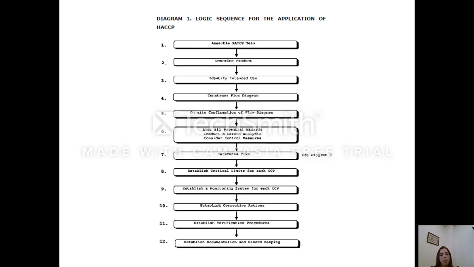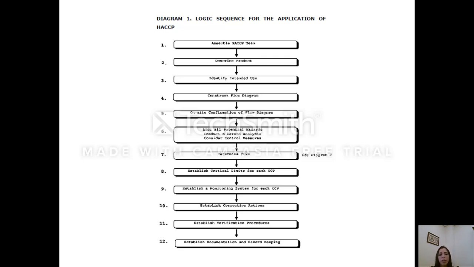The key step is first of all to assemble the HACCP team. So the HACCP team should be a multidisciplinary team. The second step is describing the product itself. The third is to identify the intended use. The fourth is to trace the flow diagram, and then the fifth step is mainly the on-site confirmation of the flow diagram. The sixth is analyzing the hazards, biological, chemical, physical, at every single step. The seventh step is to determine the CCPs.